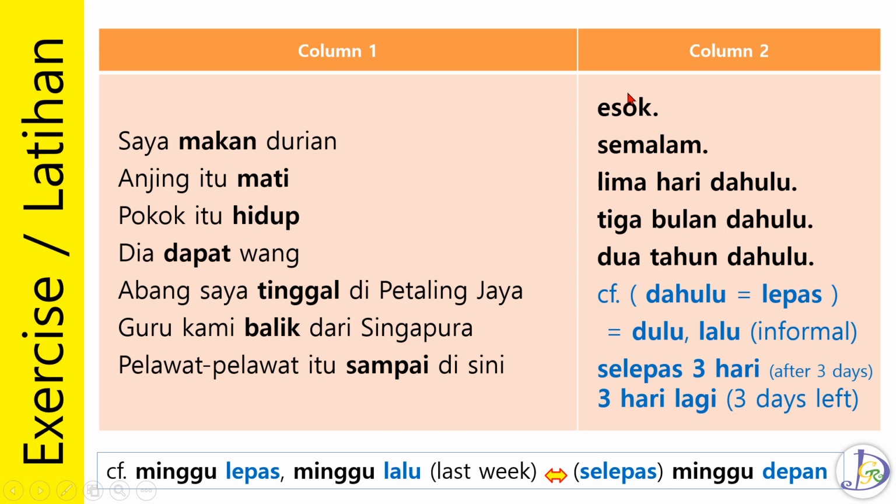Esok, yesterday. Esok, no, yesterday is semalam, tomorrow is esok. Semalam, yesterday. 5 hari dahulu, last 5 days. 3 bulan dahulu, last 3 months. 2 tahun dahulu, last 2 years. Dahulu, we can also change with lepas, means past, also means ago. For informal form, dulu or lalu.